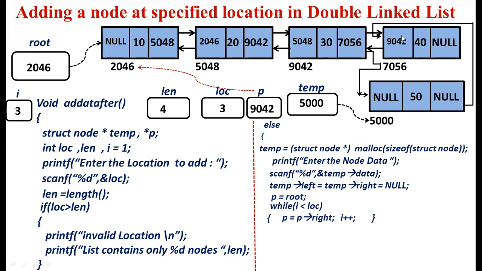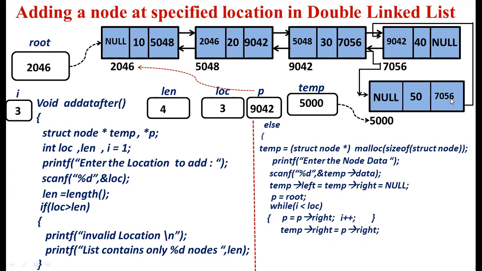We need to assign that value to this position. What is that? Temp to right. So P to right value we need to assign to temp to right. So here we are placing the P to right value into temp to right. Understood? Then 7056 will be stored here. Now one connection is ready.